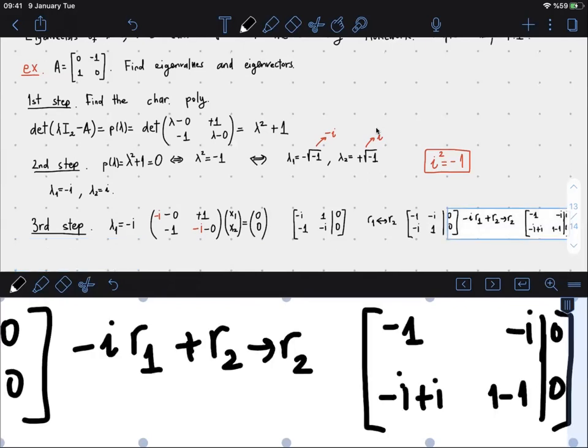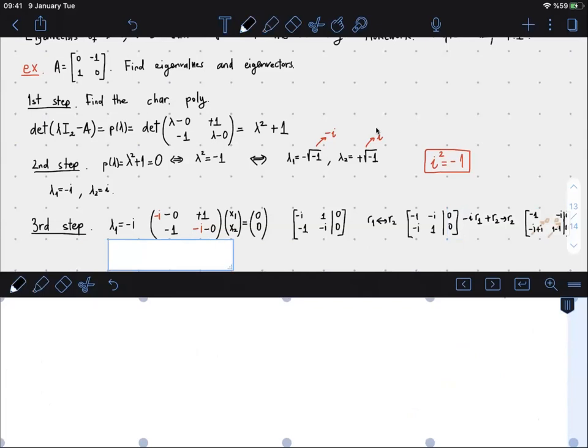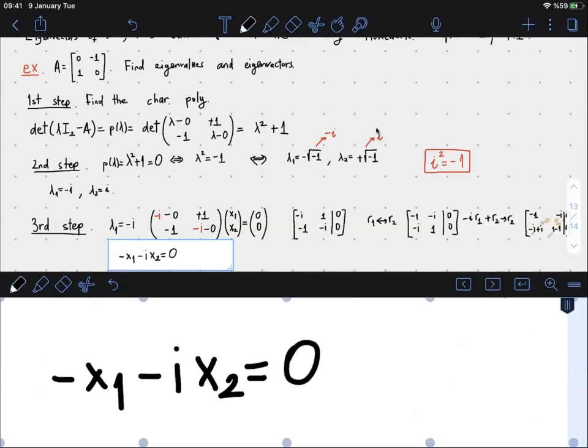So these numbers are 0. That's what we are expecting, right? So we have only just one equation. Our only equation is minus x1, and this time it was minus i times x2 equals 0. There is no other equation, so x2 can be any number. So x2 is any number r. If I give it the name r, then x1 will be minus i times r.